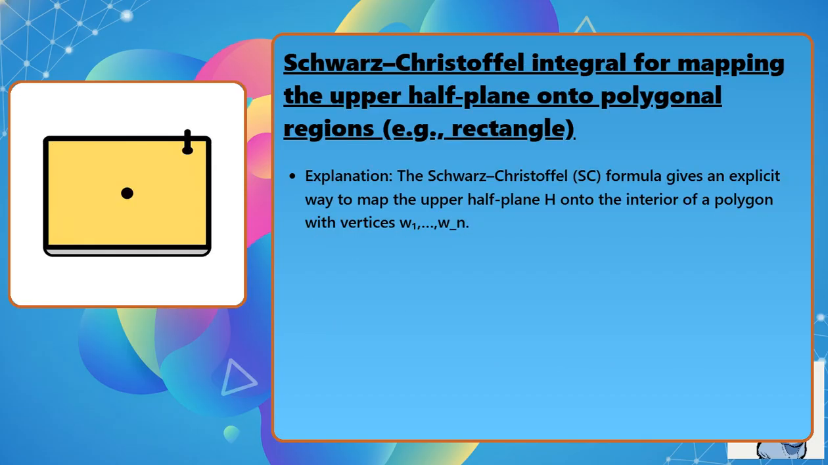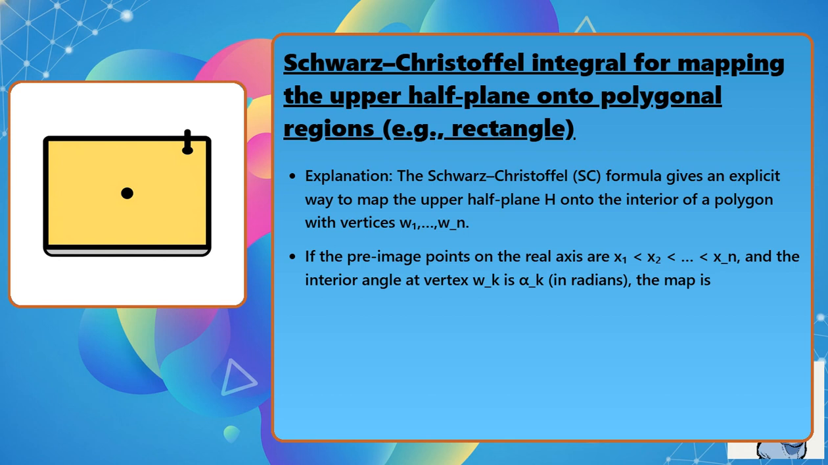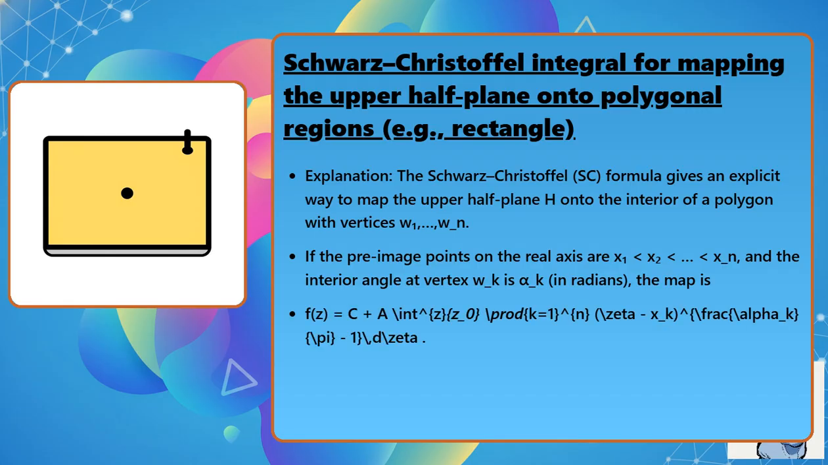Explanation: the Schwarz-Christoffel (SC) formula gives an explicit way to map the upper half plane H onto the interior of a polygon with vertices w sub 1 through w sub n. If the preimage points on the real axis are x sub 1 less than x sub 2 less than x sub n, and the interior angle at vertex w sub k is alpha sub k in radians, the map is f of z equals c plus a times the integral from z naught to z of the product from k equals 1 to n of (zeta minus x sub k) raised to the power alpha sub k over pi minus 1 d zeta. a and c are complex constants that adjust scaling and translation.